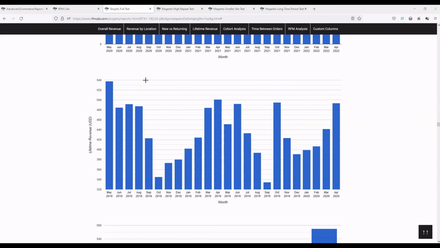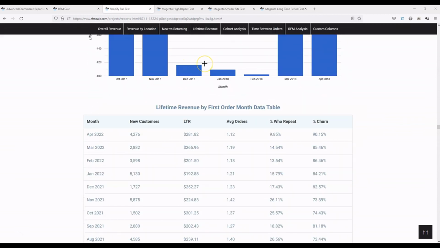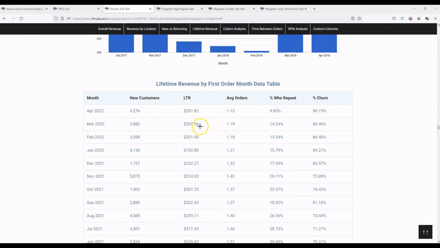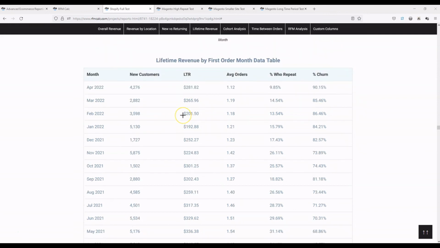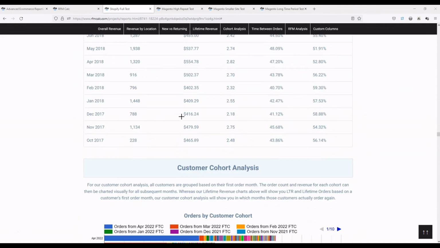And then the final part of our lifetime revenue, lifetime value section on the report is just that same data again from the chart, lifetime revenue by first order month, but in a table format. So again, you can easily copy and paste this into Excel. So that's why we present it in a nice data table, and then you can do your own manipulation as well.